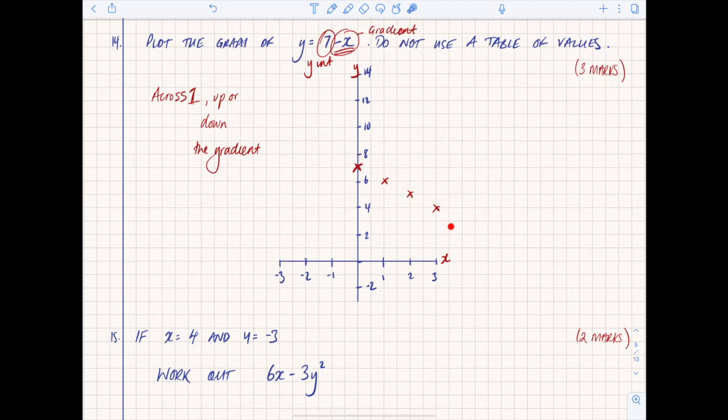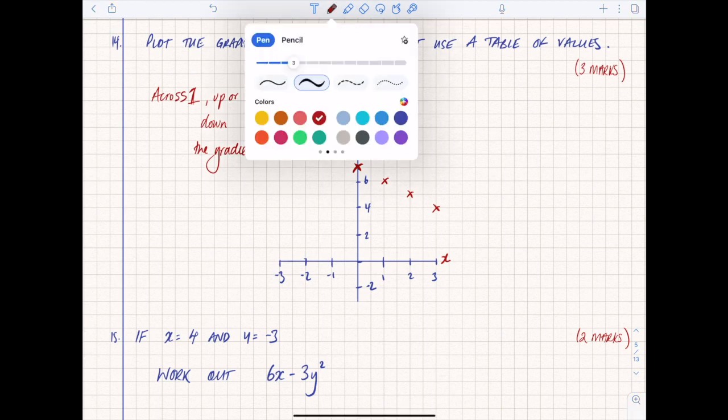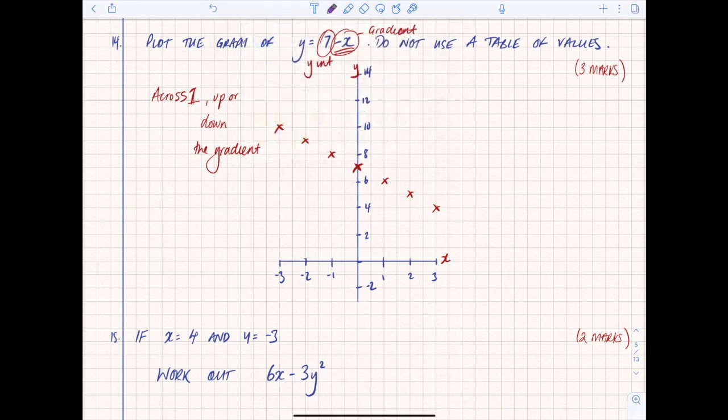Now I've run out of space on the graph this way, so all I do now is go across 1 the other way, and then up 1, across 1, up 1, and then across 1, up 1. And that is my line that I will be plotting. You use your ruler and join the points together. If you have a random point somewhere that doesn't fit in, you know you've made a mistake. Your points should all join up and line up quite nicely.